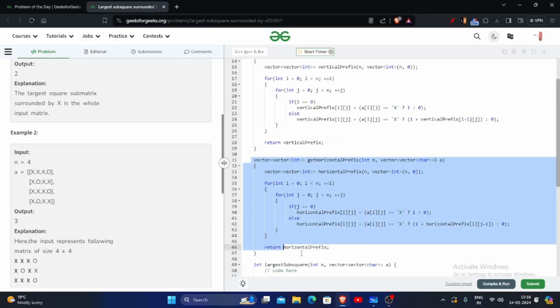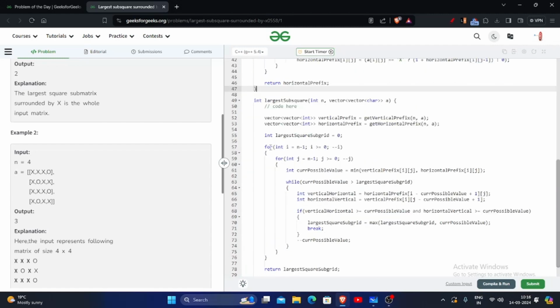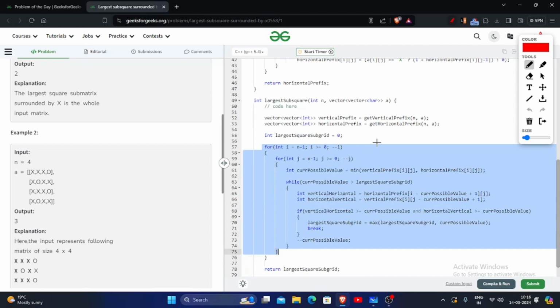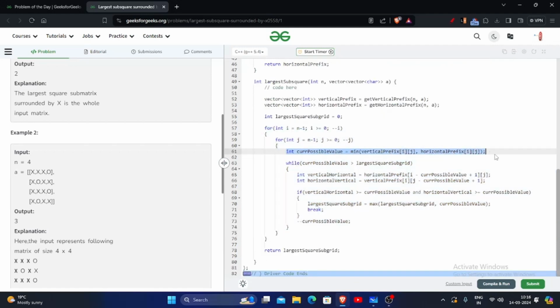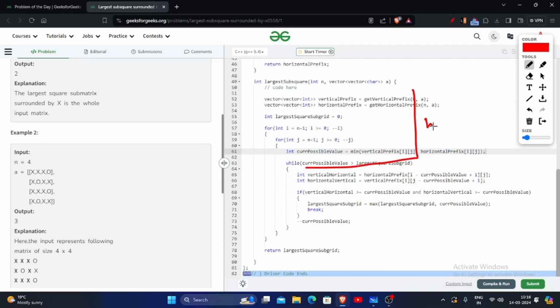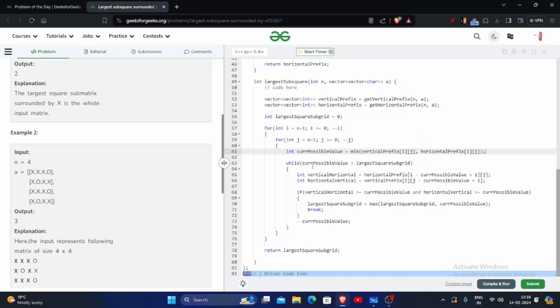This I have made the horizontal array. Now I'm iterating from the very back. Why? I told you if I'm at xy and I know the minimum of both. So I'm iterating. So from here, I know the minimum possible value. That would be the minimum of what I got from vertical. So let's say x I got from here. Now what we are doing? We are checking is this possible. So I did the same thing.